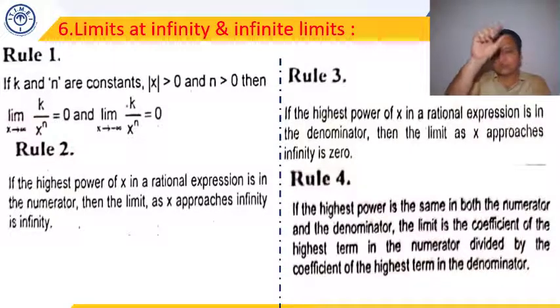So suppose there is a cubic function in the numerator as well as the denominator. We take x cube common because x is tending to infinity, and we cancel out x cube. What remains in the numerator is the coefficient of x cube and other terms become 0. What remains in the denominator is again the coefficient of x cube, other terms become 0. So it's a straightaway result: if the highest power is the same in both the numerator and denominator, the limit is the coefficient of the highest term in the numerator divided by the coefficient of the highest term in the denominator. These are the 4 basic rules.